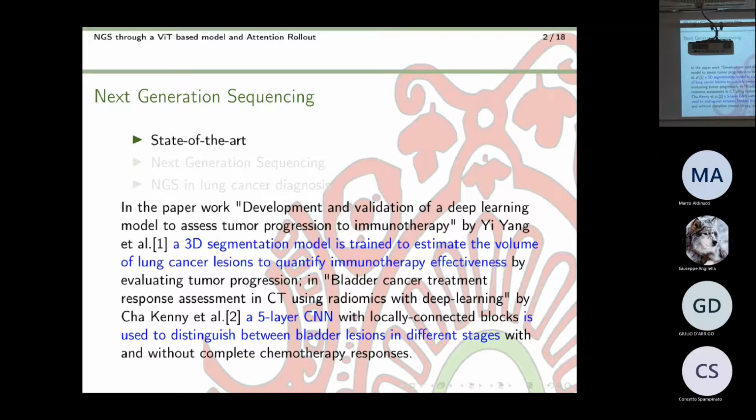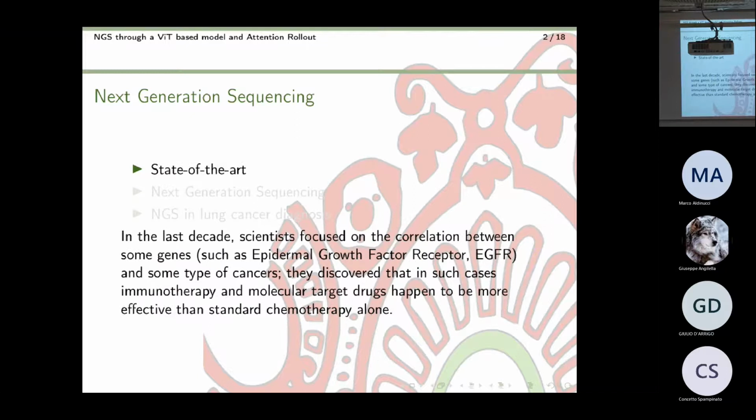The first one is by Yi Yang, who implemented a 3D segmentation model trained to estimate the volume of lung cancer lesions to quantify immunotherapy effectiveness. And the other one is by Cha Kenny, who implemented a 5-layer convolutional neural network used to distinguish between bladder lesions in different stages.